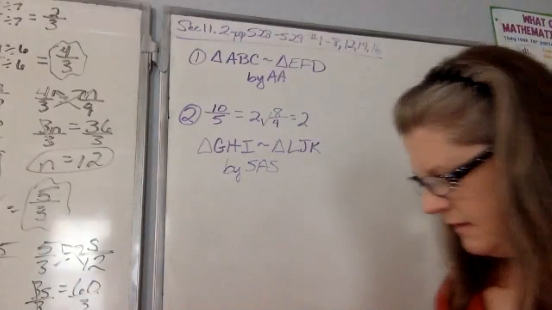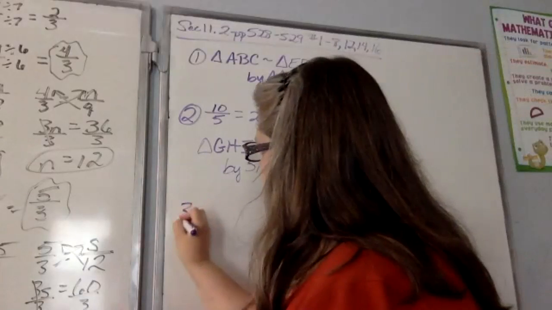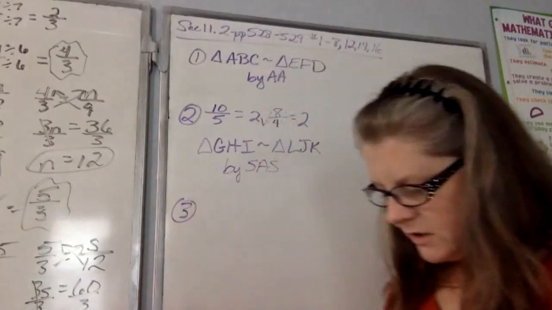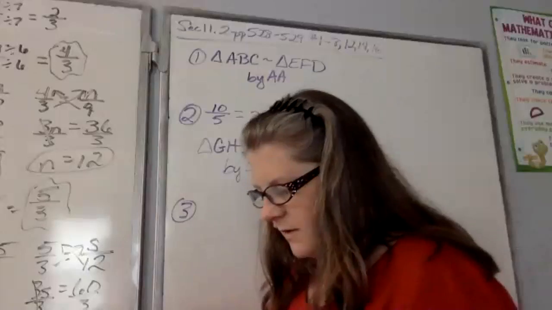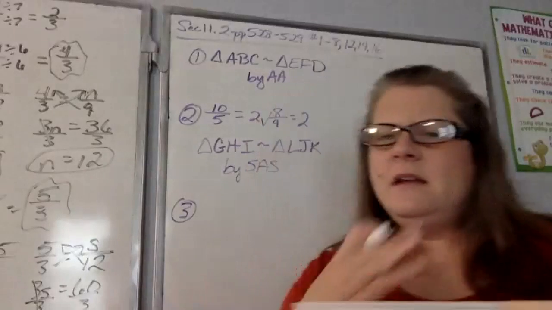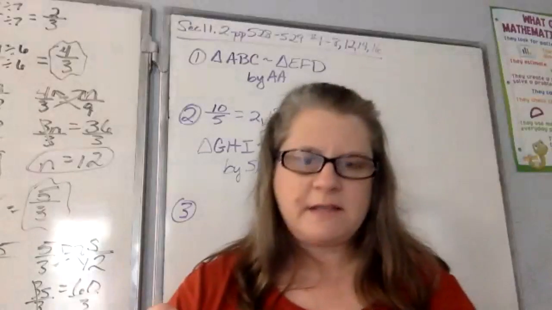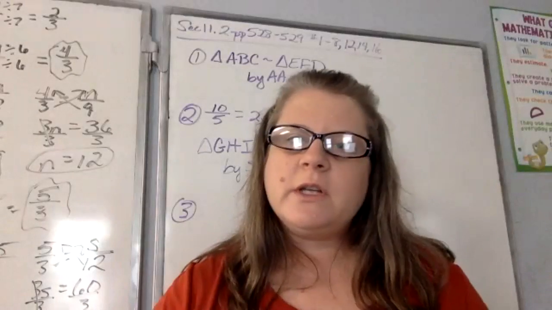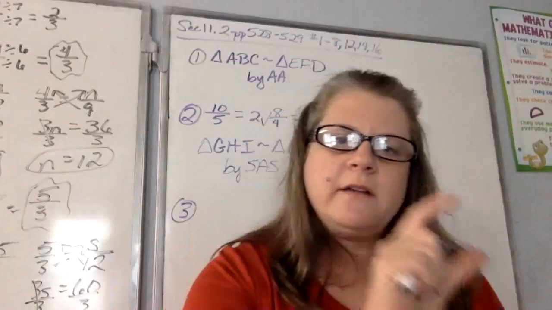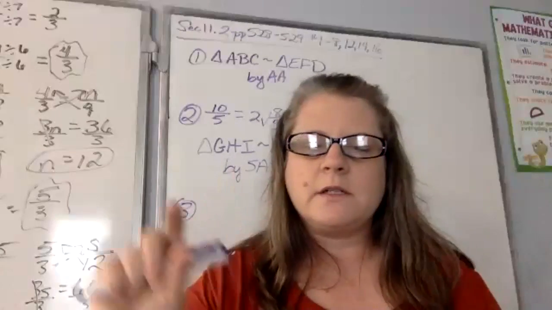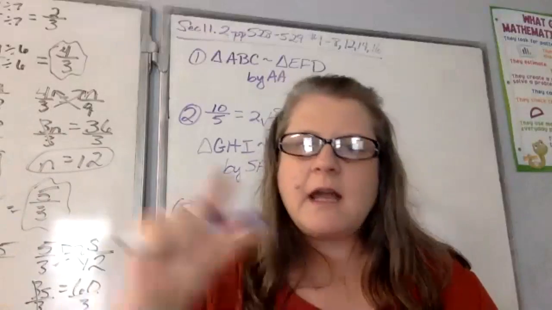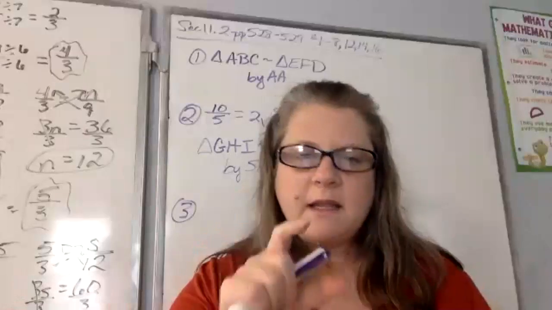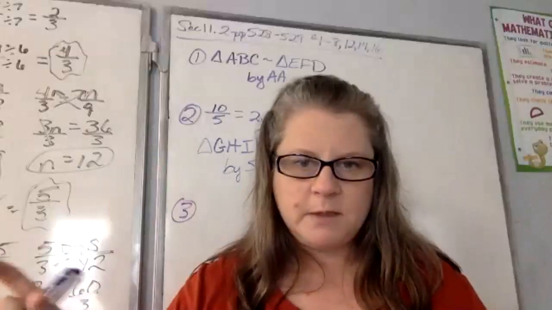Okay, let's do another one. Let's say it's number 3. You got 2 triangles. Now these are turned different directions, so you got to be a little bit careful because they don't look like they're turned the same way on this one. So what you do is, the largest side of the first one has to go with the largest side of the second one. The smallest side has to go with the smallest side, and then the in-between side goes with the in-between side.